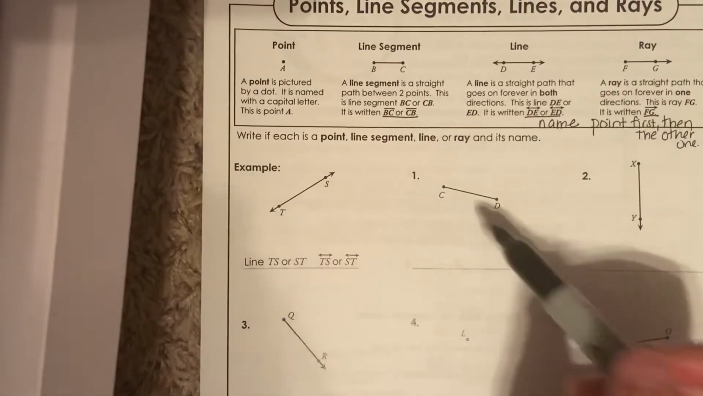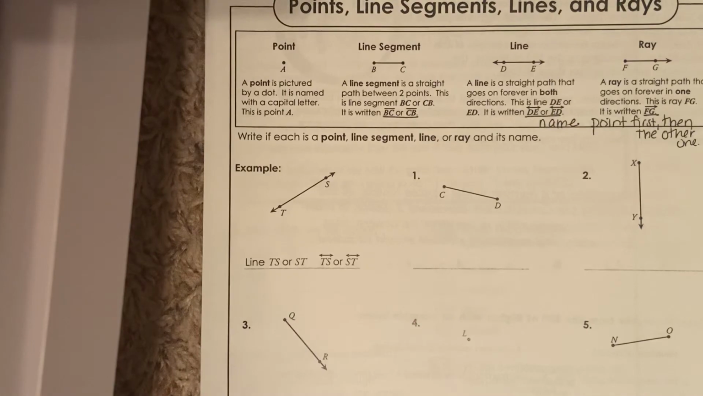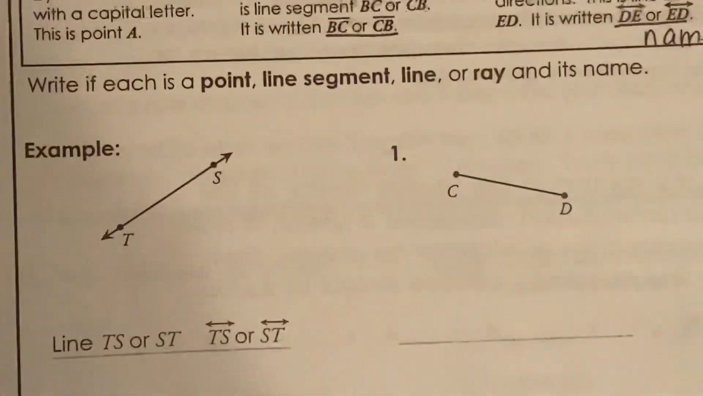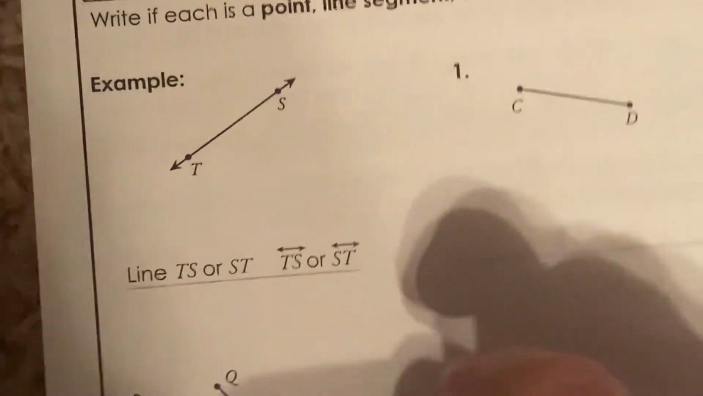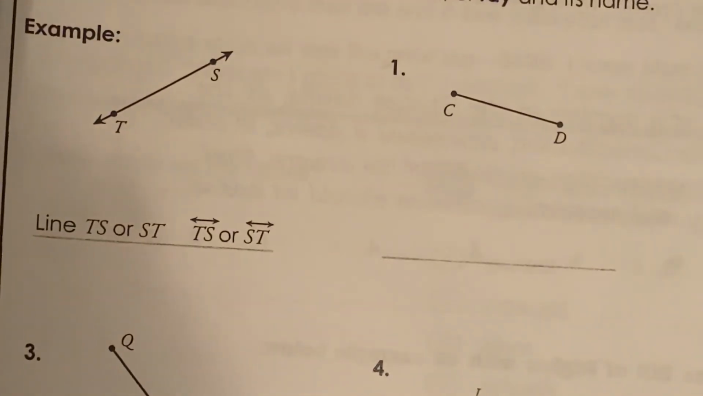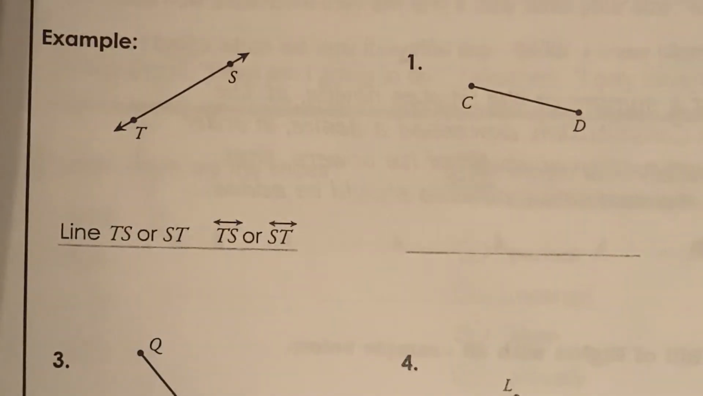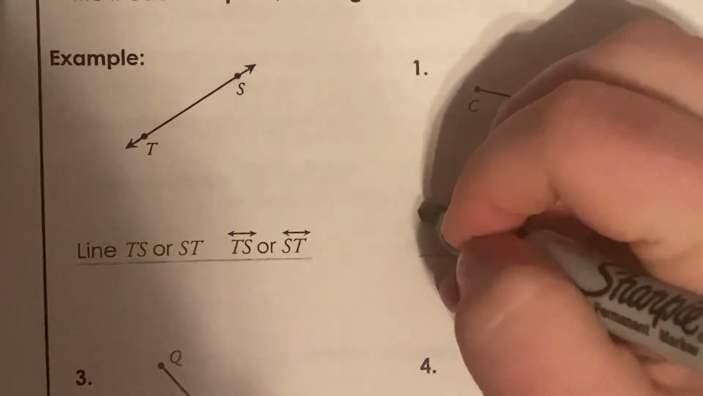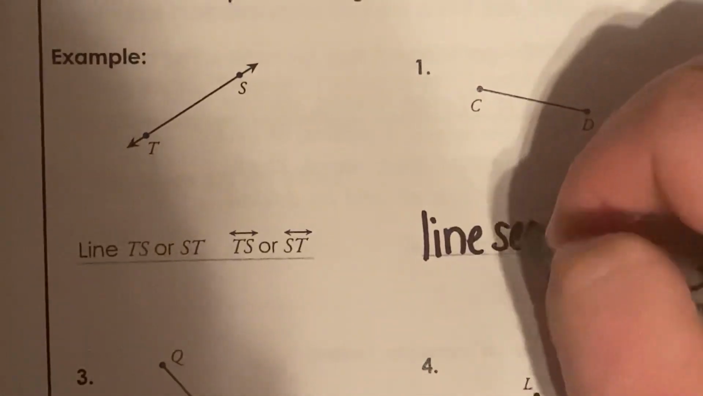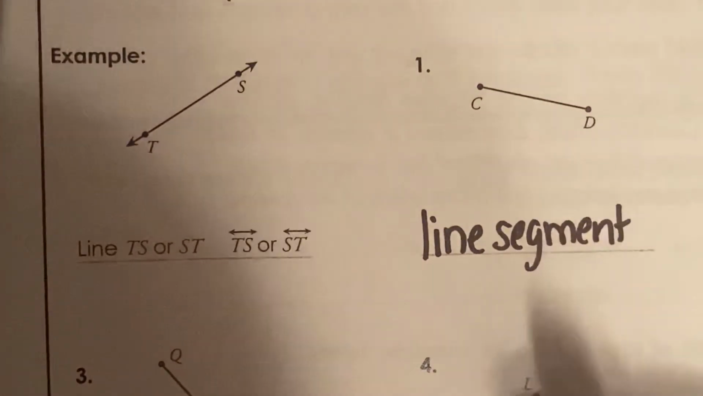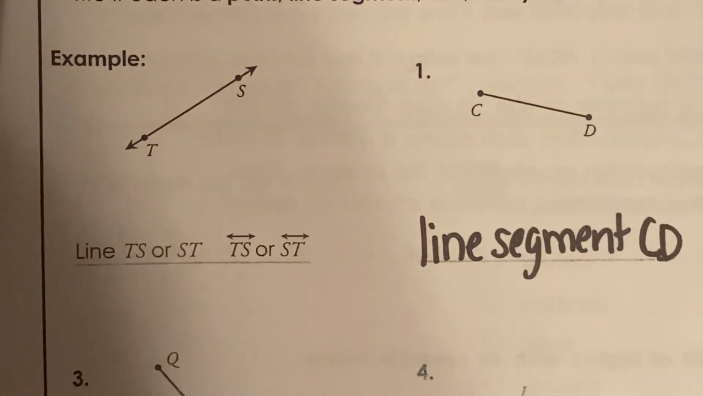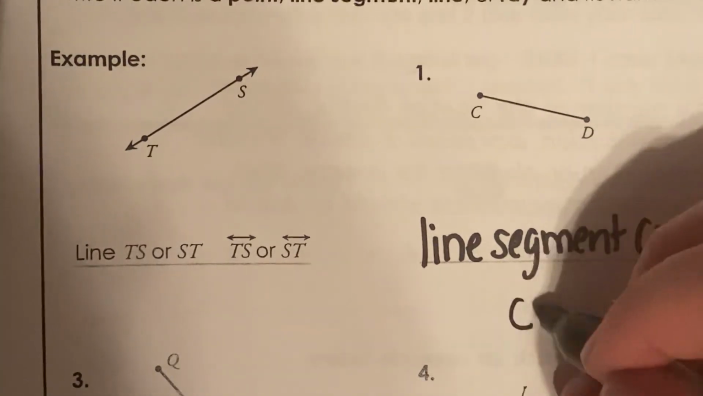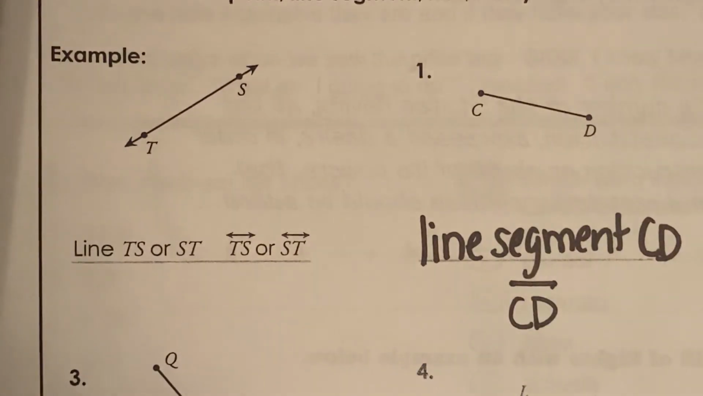So I'll go ahead and do number 1. First, we got to determine if it's a point, a line, a line segment, or a ray. It's got 2 dots at the end, so that is going to be a line segment. So I'm going to call it line segment. And then looking at the points, we've got C and D. So line segment CD. Another way I could do it is write CD with a bar over the top. So those are 2 different ways that you can name those line segments.